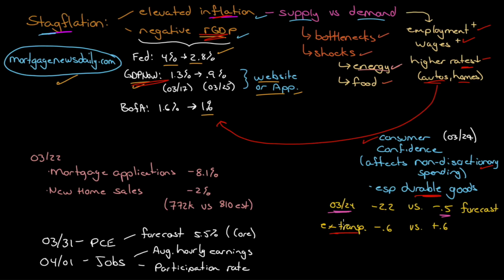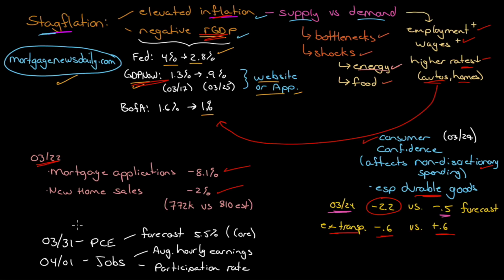If you take out transportation, it's a cleaner number. Take out transportation, durable goods dropped 0.6% versus an estimate increase of 0.6%. So based on the headline number and the ex-transportation number, durable goods came in much lower than expected, negative on both counts. So you had this happen. Mortgage applications on March 22nd came in negative 8.1%. New home sales came in at negative 2% because we are taking a hit to levels of consumer confidence.